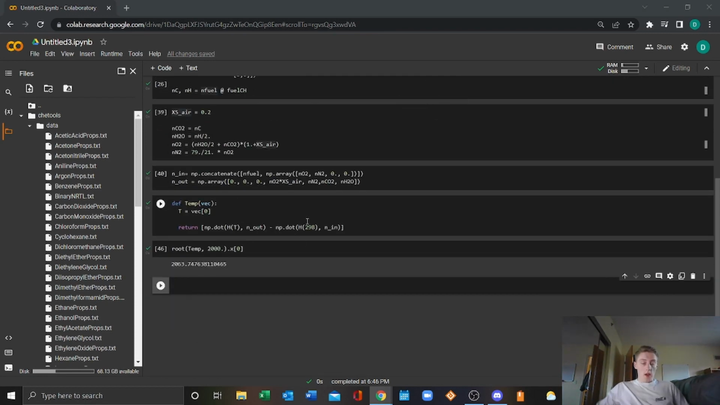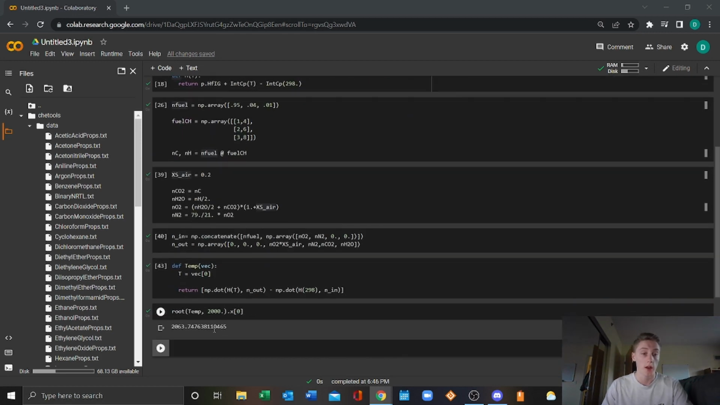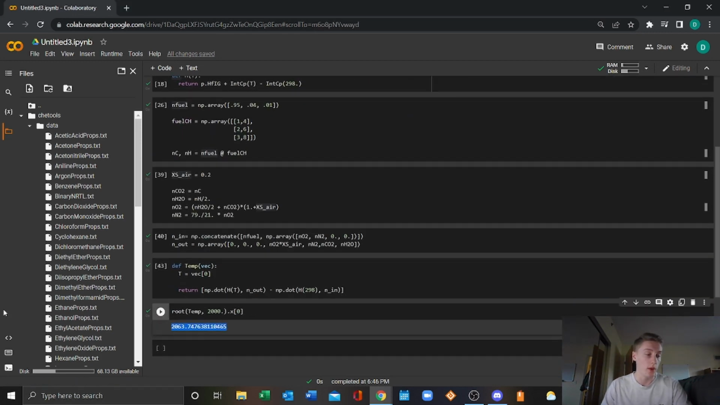That is it. All right, so we took our percentages of methane, ethane, and propane, and then with our air, and calculated what our temperature would be if we burned our natural gas in an adiabatic situation with no heat losses. So this will be our temperature.